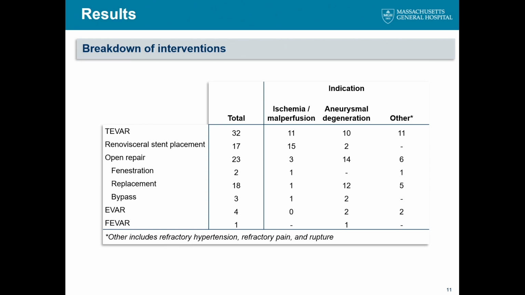Renovisceral stents, you'll see, frequently accompanied TVARs for malperfusion. Open repairs were quite common, most often in delayed fashion for aneurysmal degeneration. Fenestrated and branch grafts were rare, as were infrarenal EVARs.